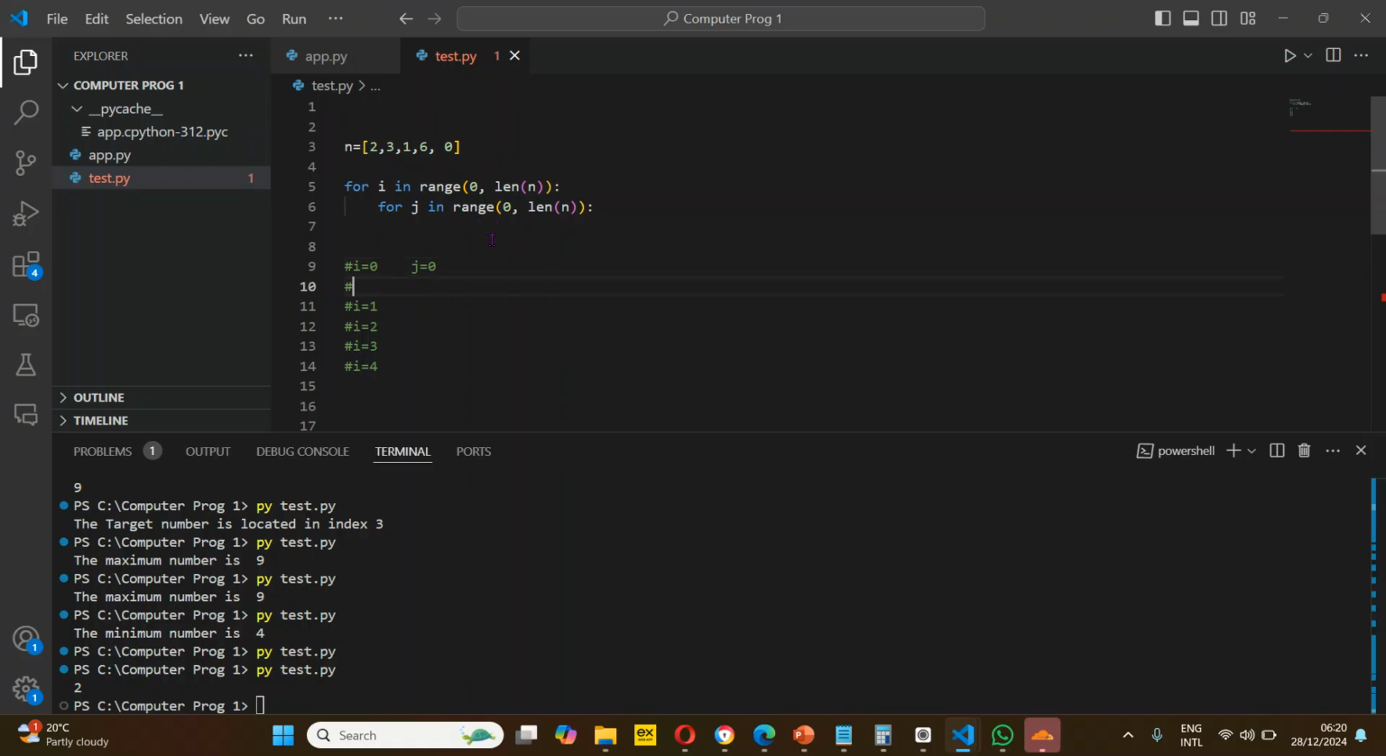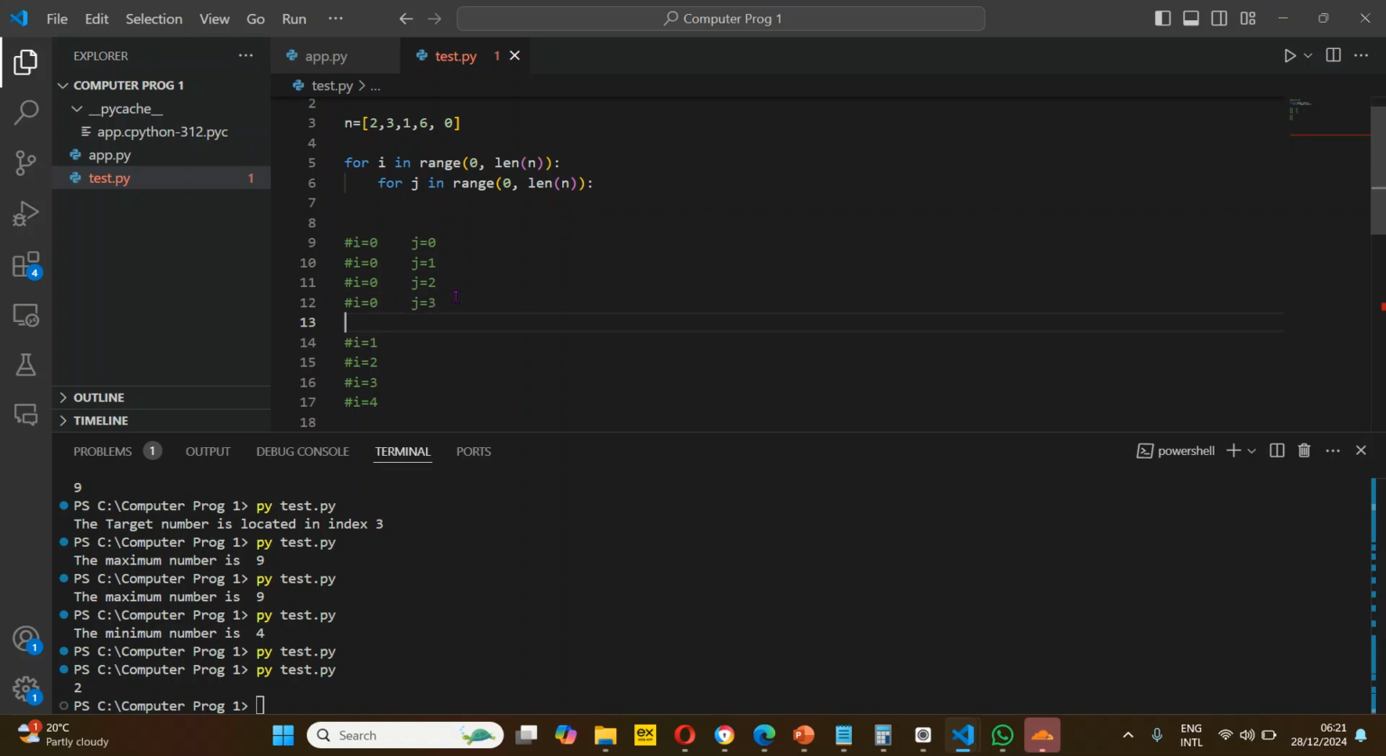And also when i is equal to 0 again, j will be equal to 1. And when i is equal to 0 again, j will be equal to 2, then 3, then 4. So j runs 5 times for each i, which is 1, 2, 3, 4, 5. You can see j runs 5 times for each i.